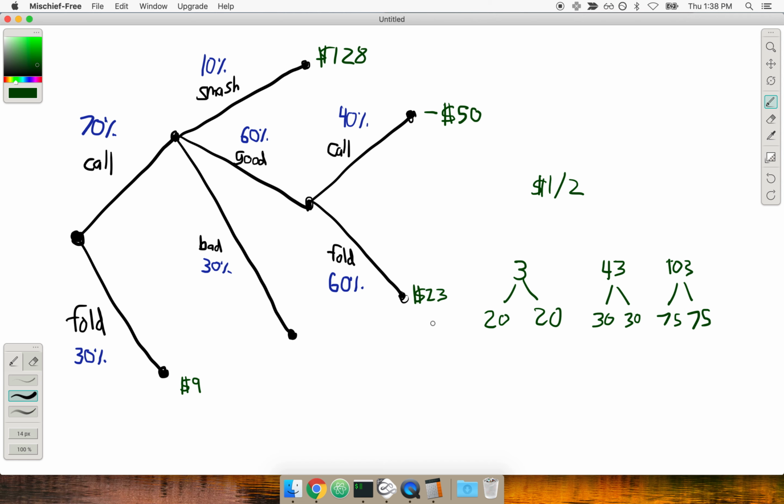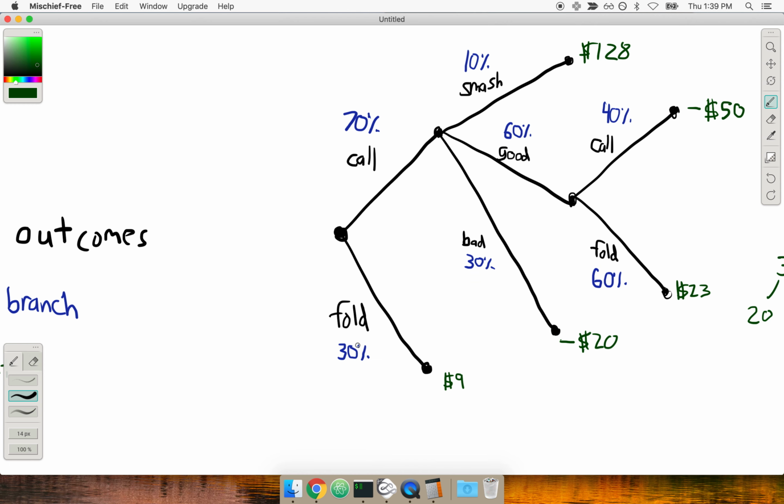Okay, so now we're on the last one. So we get called pre-flop, and then we have a bad flop. So now we just give up and lose. So how much are we losing in this scenario? Well, now we didn't bet the flop, so we're only losing the $20 that we put in pre-flop. So here we lose $20.